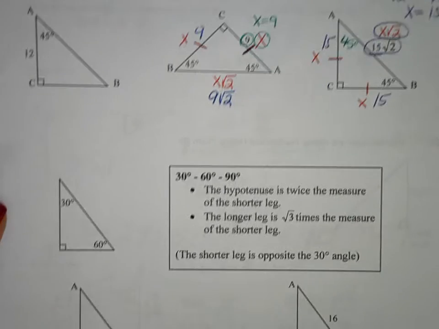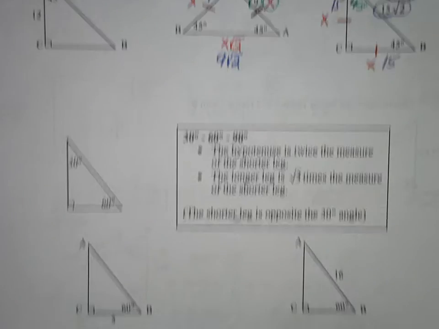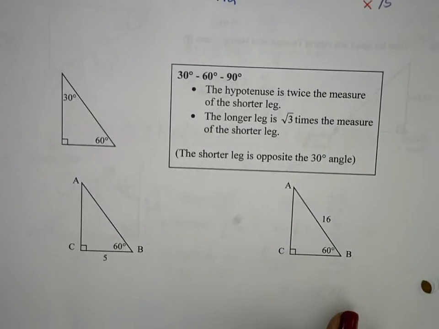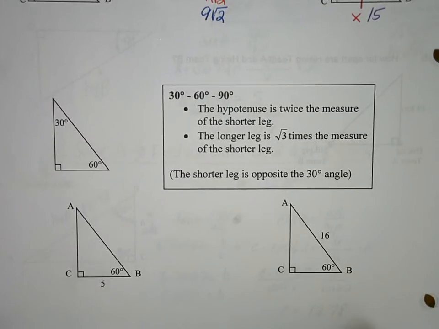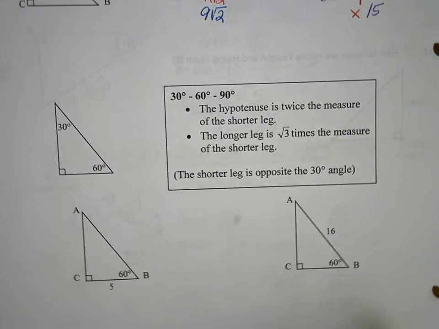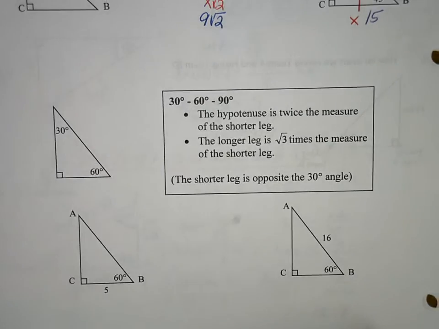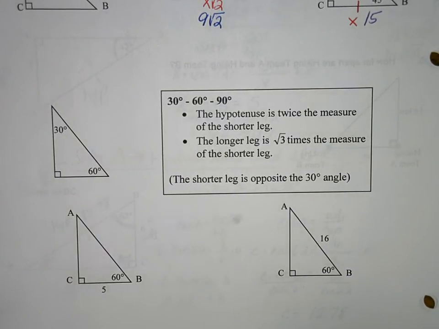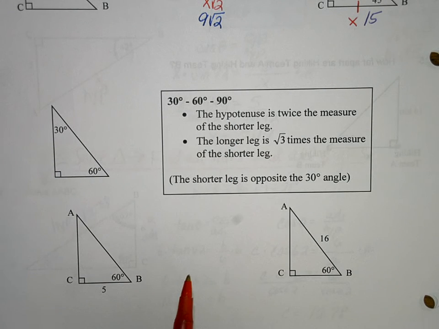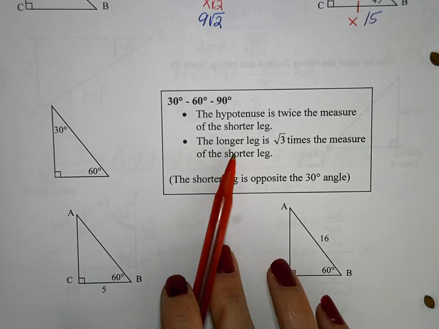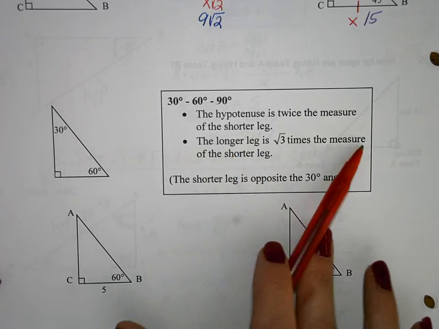All right, let's take a look at another special right triangle. The second special right triangle we're going to be looking at today is a 30, 60, 90 right triangle. A 30, 60, 90 right triangle. Now, you'll notice that in a 30, 60, 90 right triangle, they tell me that the hypotenuse is twice the measure of the shorter leg. The longer leg is the square root of 3 times the measure of the shorter leg.